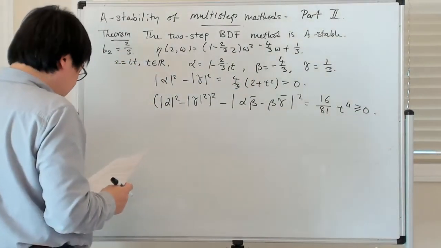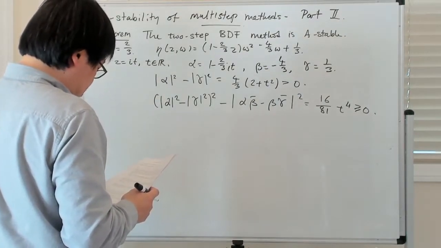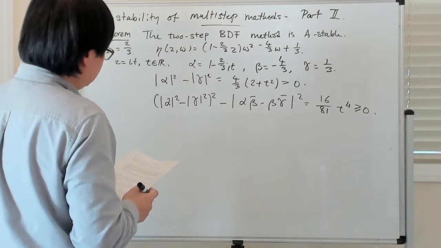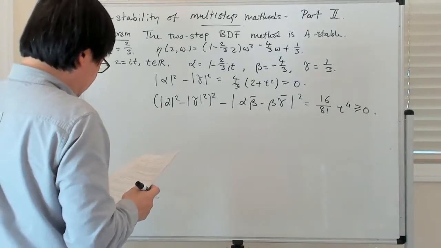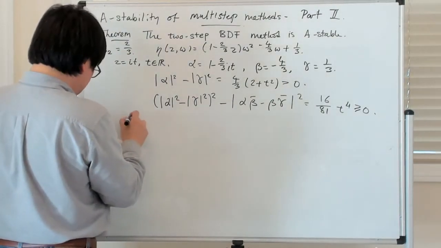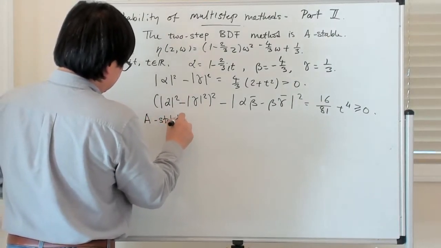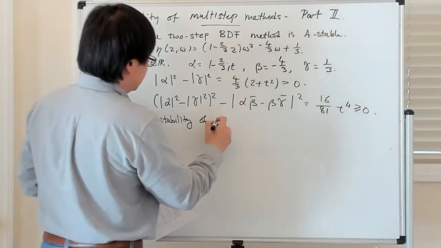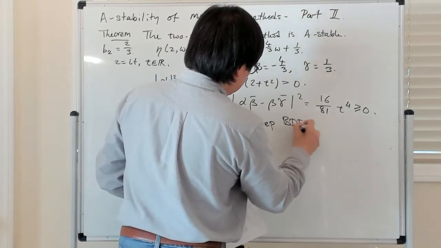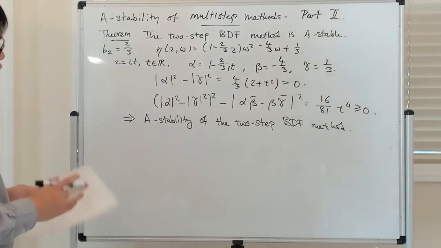So the two conditions which you needed for the Cohn-Schur criterion to apply have been satisfied, and so this implies that we have A-stability, right, of the two-step BDF method. Okay, so that's the good news with BDF.